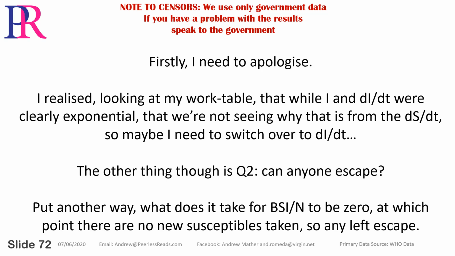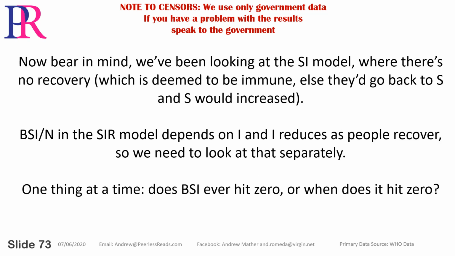But hey, firstly, I need to apologize. I realized, looking at my work table, that while I and dI by dt were clearly exponential, we're not seeing why that is from the dS by dt, so maybe I need to switch over to dI by dt. The other thing though is Q2. Can anyone escape? Put another way, what does it take for BSI over N to be 0, at which point there are no new susceptibles taken, so any left escape? Now bear in mind we've been looking at the SI model where there's no recovery, which is deemed to be immune, else they'd go back to S and S would be increased.